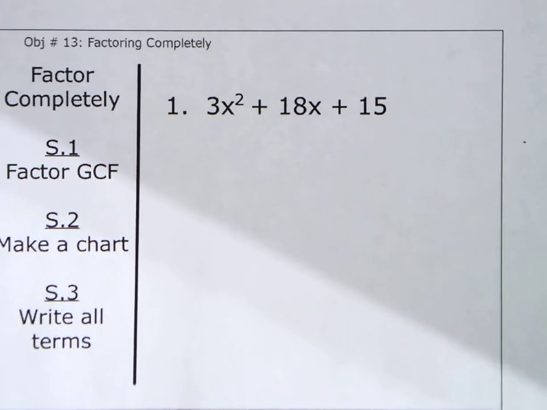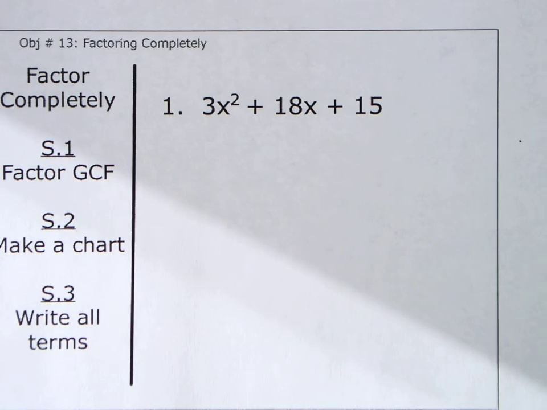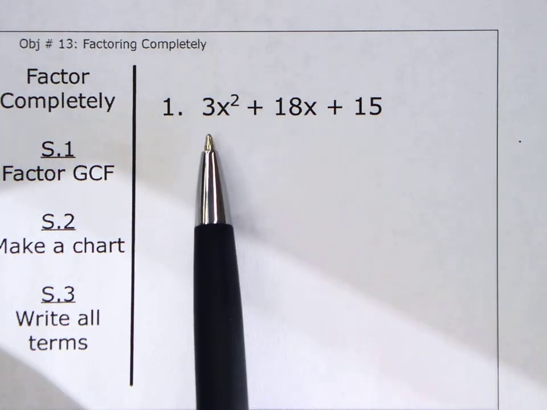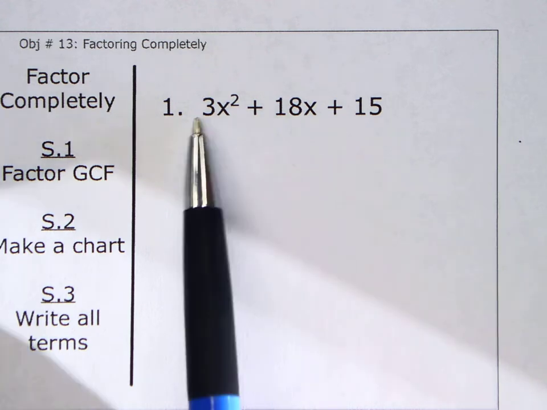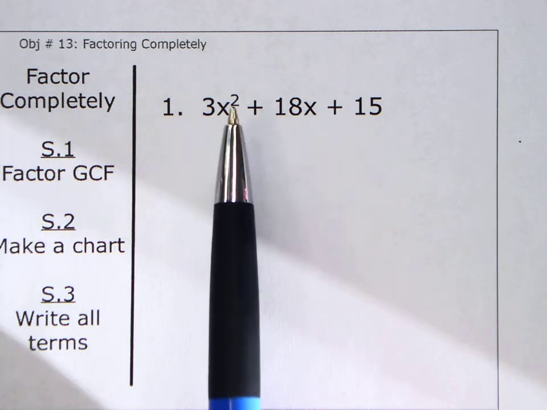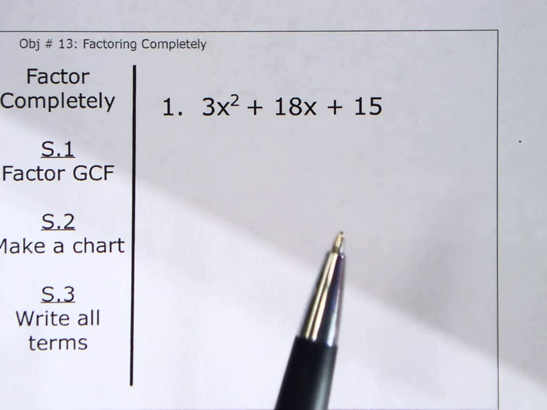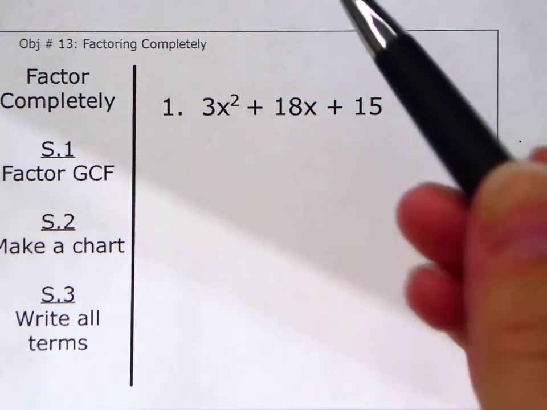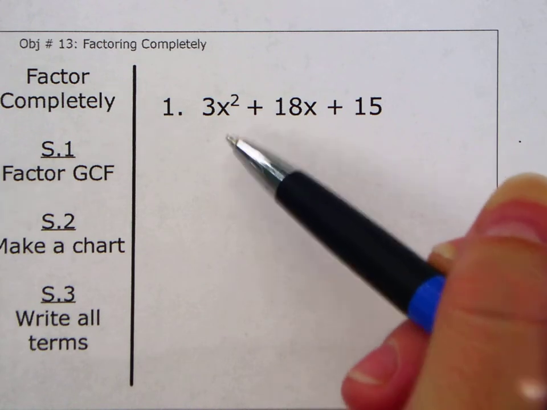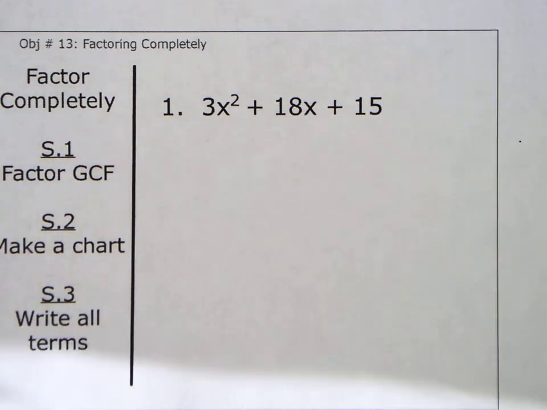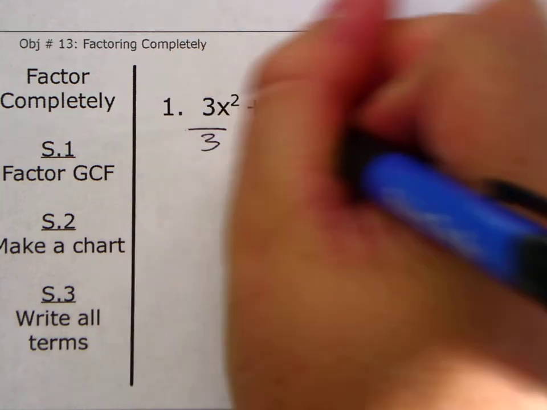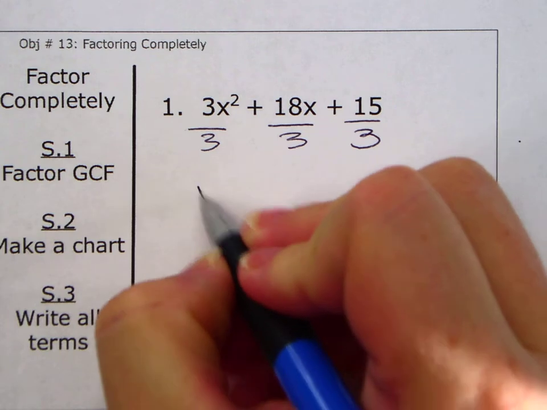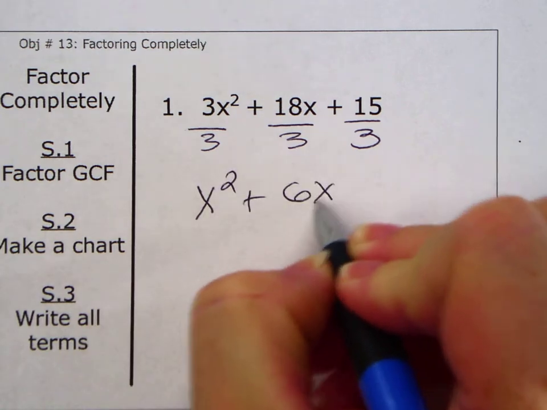Number 1, 3x squared plus 18x plus 15. So the directions say factor completely. And also, I can't do an MC chart here. Why? There's a number in front of x squared. Remember, MC chart does not work if there's a number in front of x squared. So I have to do a GCF of, take a guess, 3. Usually, I'm going to say about 90% of the time, if it looks like this, it's the number in front of x squared. So the GCF is 3. I'm going to divide everything by 3. All right? When I divide, I get x squared plus 6x plus 5.